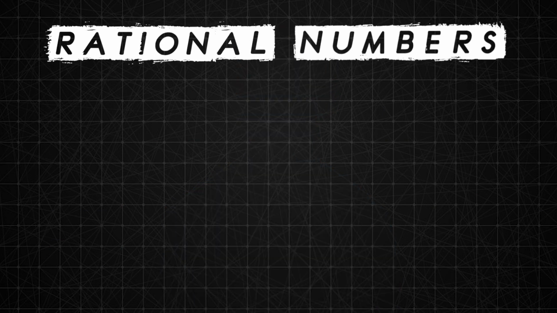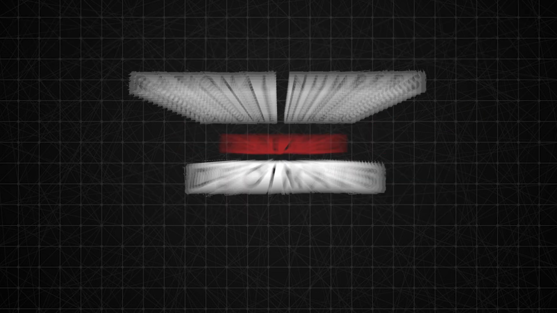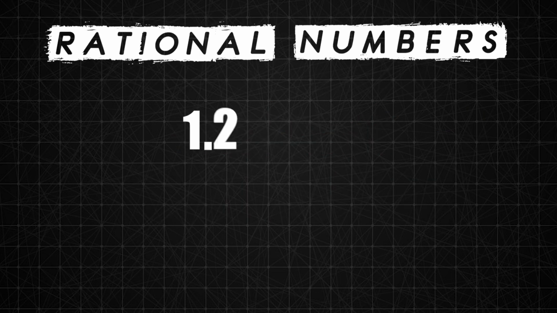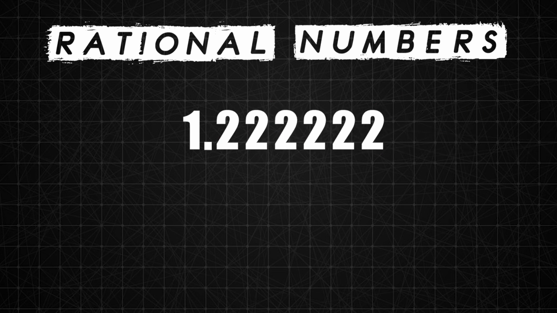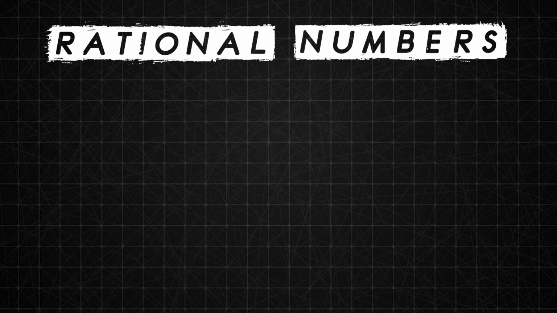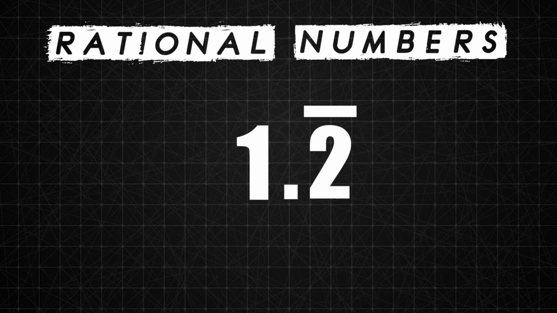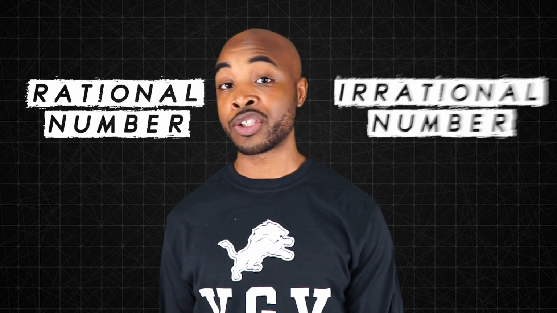Oh yeah, and I have something very important about rational numbers that I must mention to you that can be really tricky. Rational numbers can have decimals that repeat, or what we call repeating decimals. For example, 1.222222, and the 2 repeats forever. You may have seen repeating decimals written in this form, 1.2 with a line over the top of the 2, which just means the 2 repeats forever. In a bit, you will see that this is what separates a rational number from an irrational number.